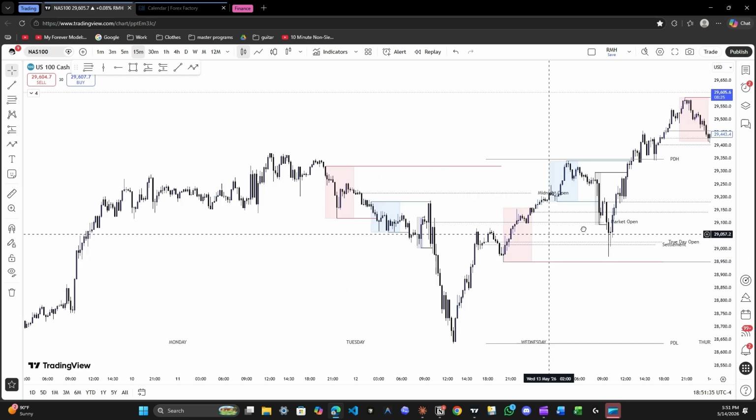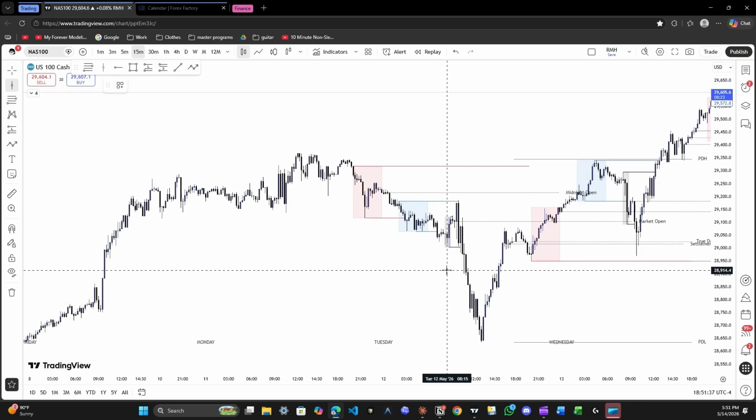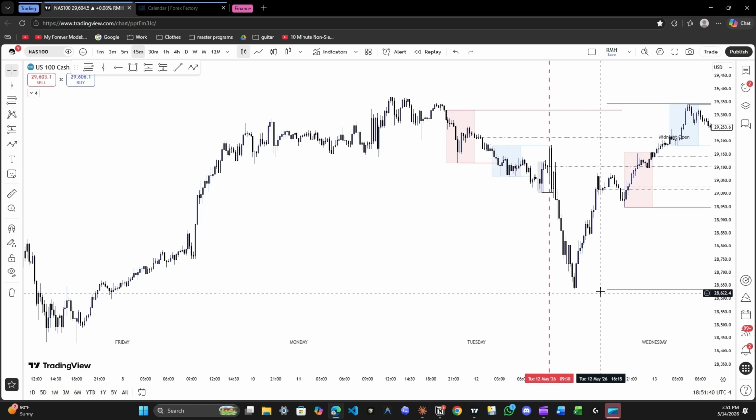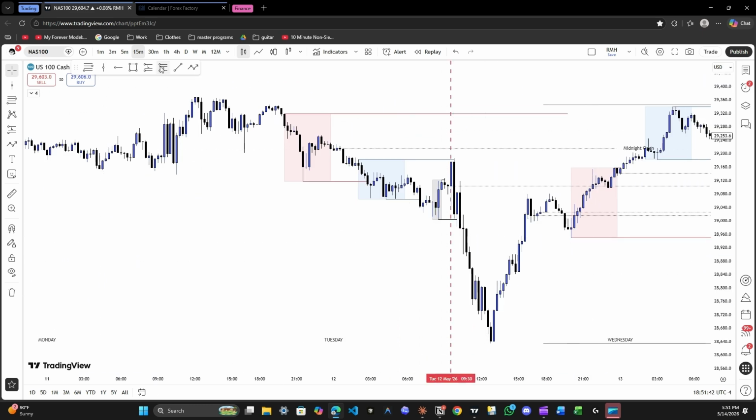Let's go look at some examples. These are some trades that I have taken. Let me mark out 9:30 over here on Tuesday, May 12th.